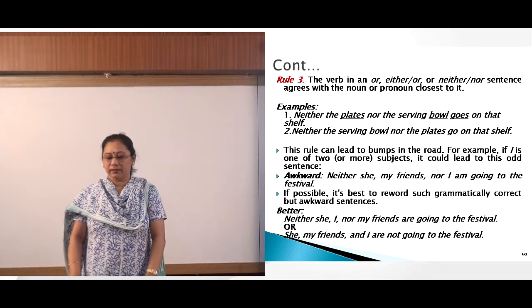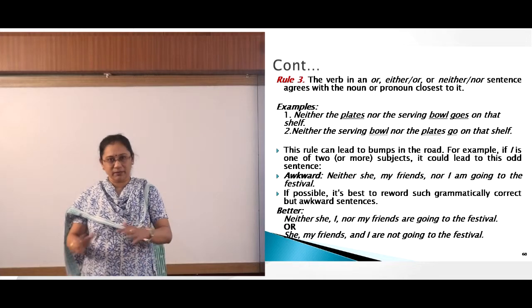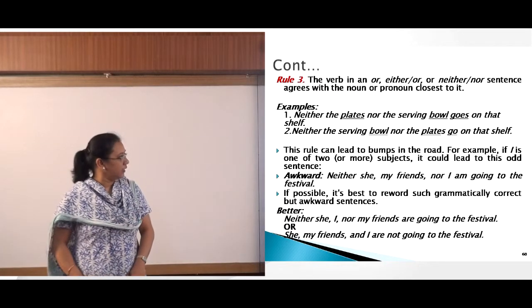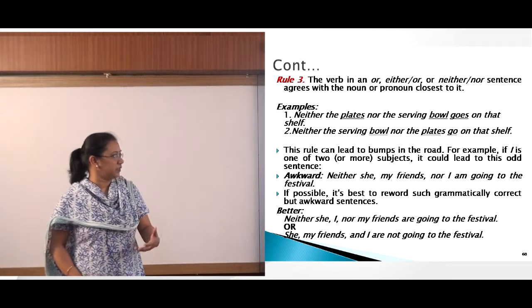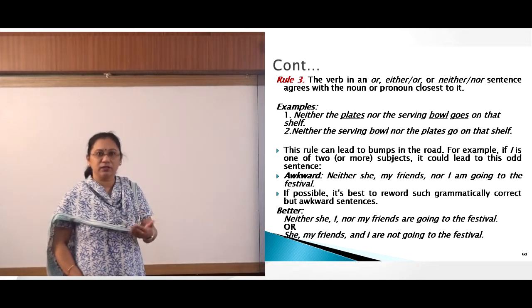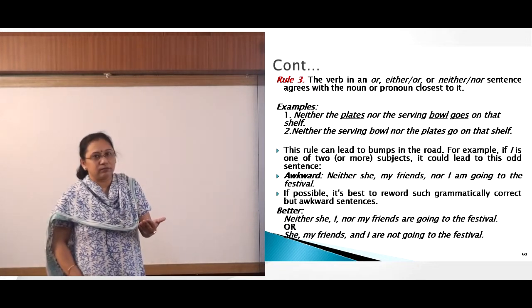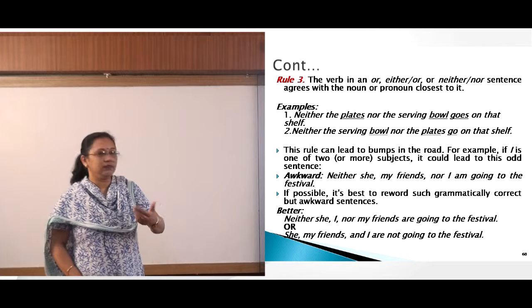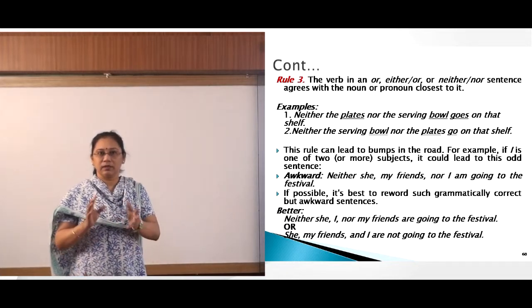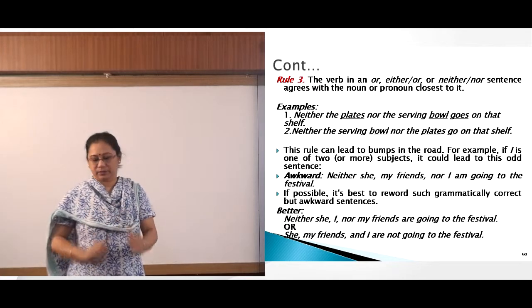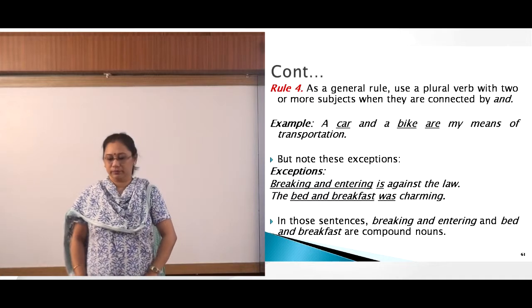Is that clear? Okay, this rule can lead to two bumps in the road. As I said, sometimes it's confusing. For example, if two or more subjects are there, it could lead to an awkward construction like "neither she, my friends, nor I am going to the festival." Now you need to reorganize your sentence to make it meaningful. Maybe a better version of the sentence would be "neither she, I, nor my friends are going to attend the festival." Is that clear? So there are some permutations and combinations which you have to do and yet maintain the subject-verb relationship. Alright. Let's move on to rule 4.